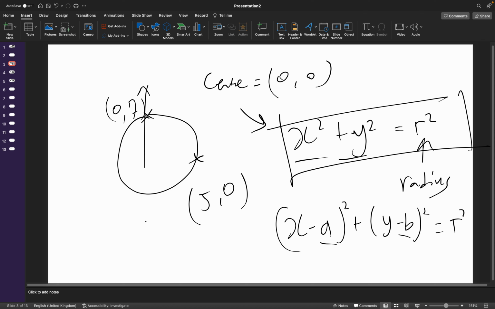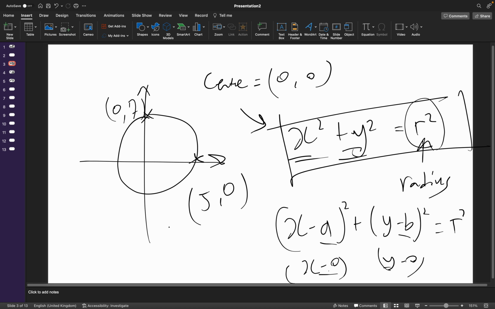But as you can see, we have center 0, 0, right? So for your GCSE students, this is what you need to know. The center is going to be 0, 0, so it's just x minus 0 and y minus 0. We can simplify that to just x and y, because the center is 0, 0, so it's not going to make a difference. So it's just going to become x squared plus y squared.